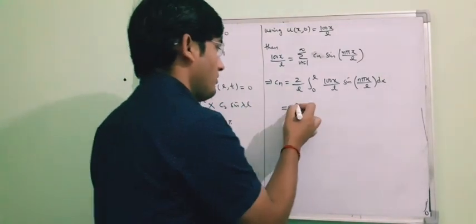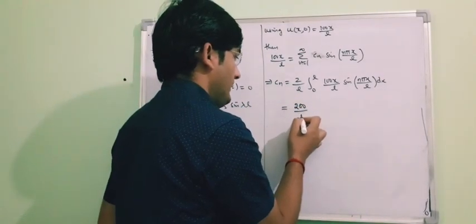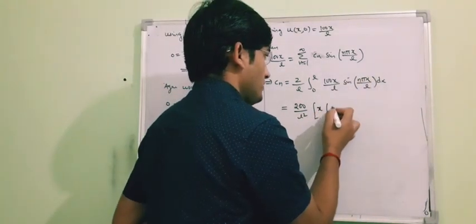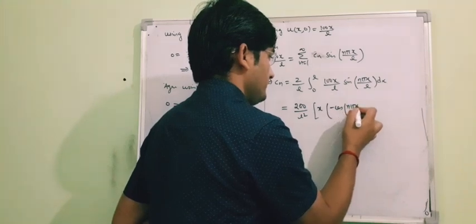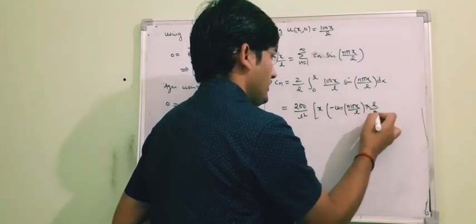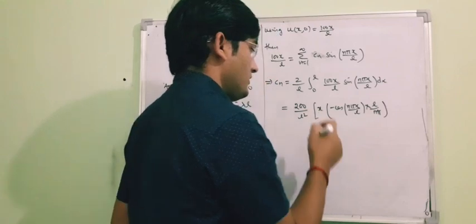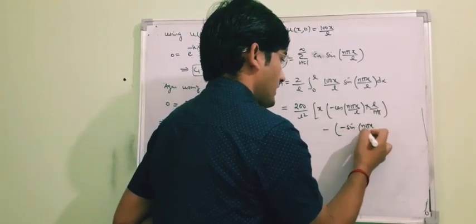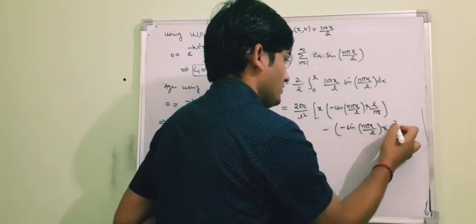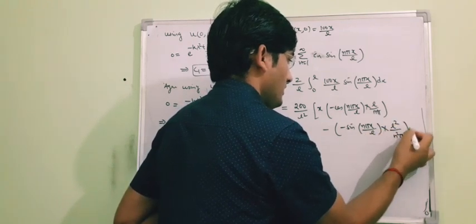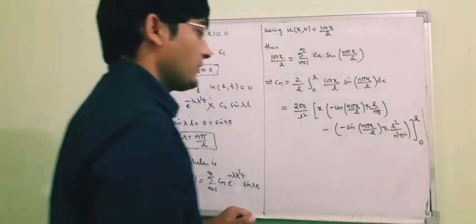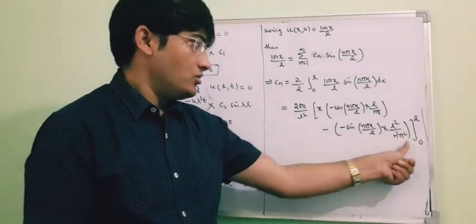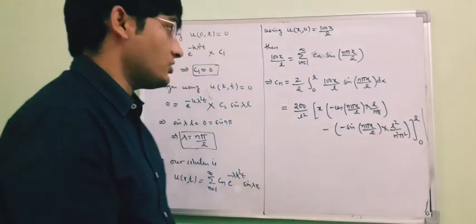So from here we will have 200 upon L square and the integration of x into sin n pi x upon L. So the integration of sin will be minus cos into L upon n pi, then the differentiation of x will be 1 and the integration of cos will be sin n pi x upon L into L upon n pi. So this will be L square upon n square pi square and the limits 0 to L. Now here you can see that if x is L, then we will have sin n pi, that is 0, and at x equal to 0 it is again 0.